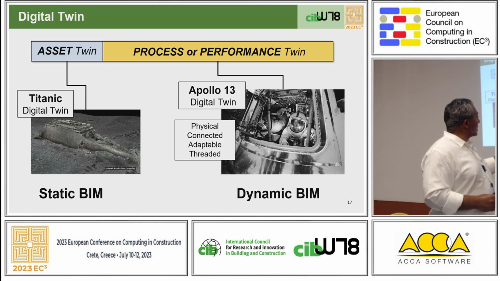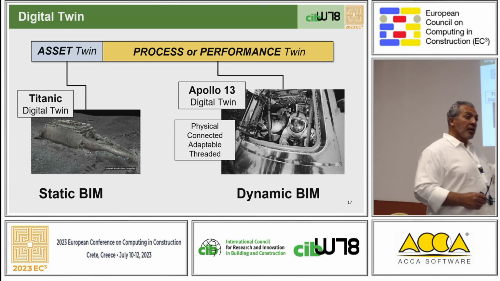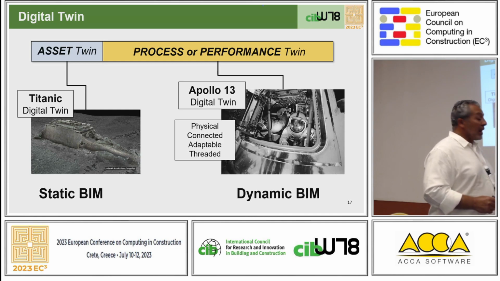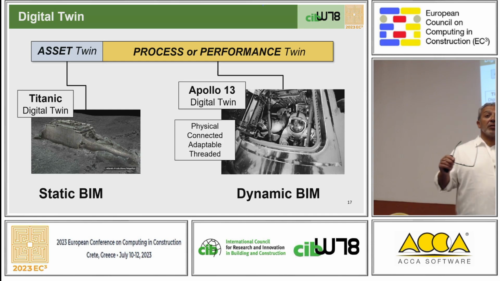And what the article said is that I have to have a physical to be a digital twin. The digital twin has to be connected to that physical. It has to be adaptable, meaning if the physical conditions change, the digital twin has to react to that. And it has to be threaded, with what we call a modular digital twin. We can't create a digital twin of a city by creating a single digital twin. We have to build the digital twin of a city using multiple digital twins.